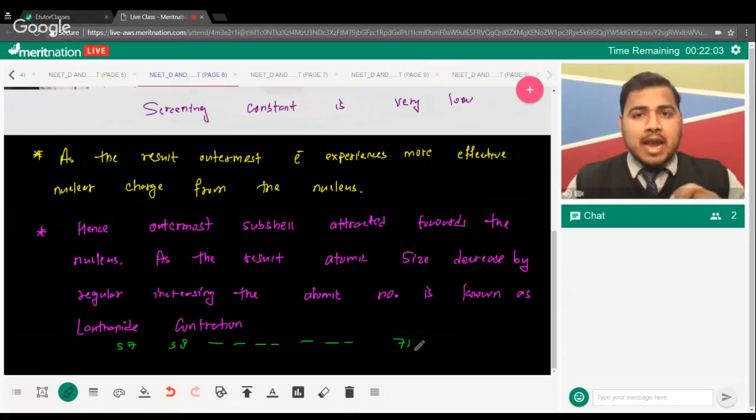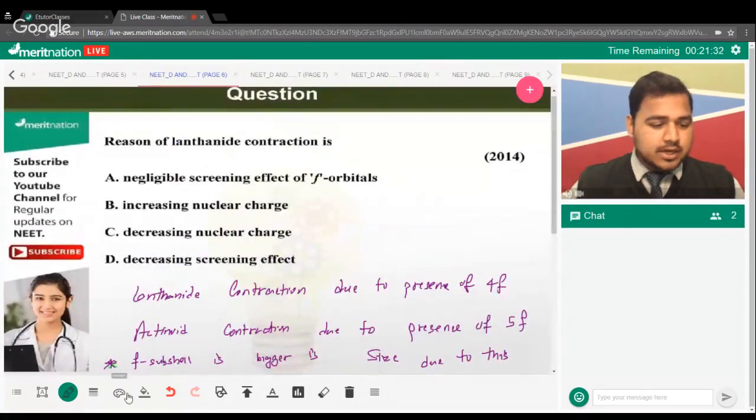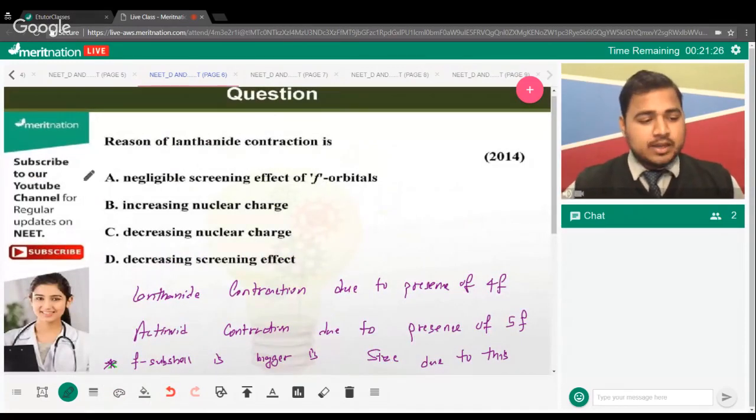If you want to explain actinide contraction, same explanation, only the difference is availability of 5f subshell rather than 4f subshell. And if you want to compare both of these contractions, then actinide contraction will be greater. It means the decrement in size in the actinide series will be more as compared to the lanthanide series, because the 5f subshell will be bigger in size as compared to the 4f subshell. Simple, this is the reason. And right now you can see, students, it is due to the negligible screening effect of f orbital.